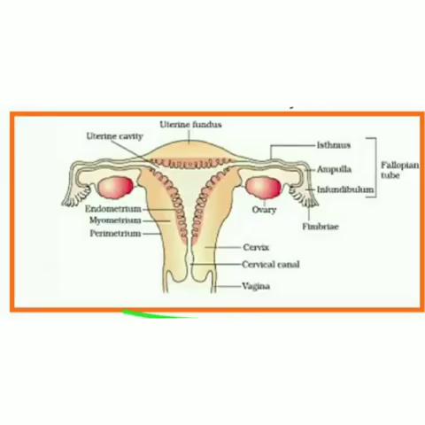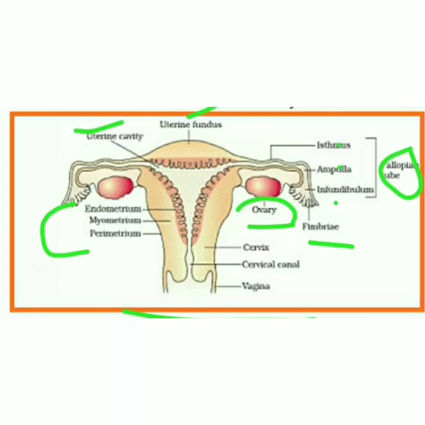You can see here the female reproductive system. This one ovary, after that fimbriae, then infundibulum, ampulla and isthmus, all are collectively known as fallopian tube. Next one is uterine fundus, this one uterine cavity, and these three walls are endometrium wall, myometrium and perimetrium. This one is cervix, here cervical canal and outer vagina.